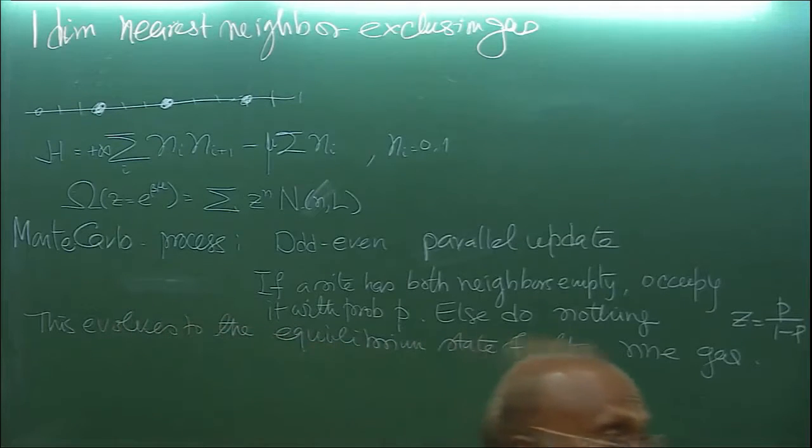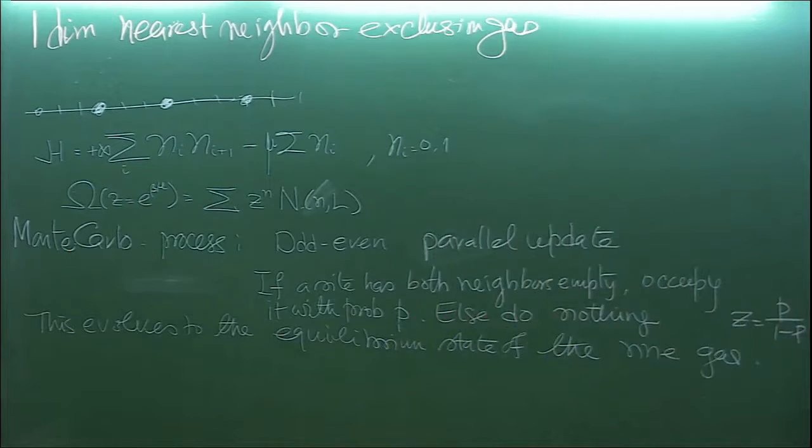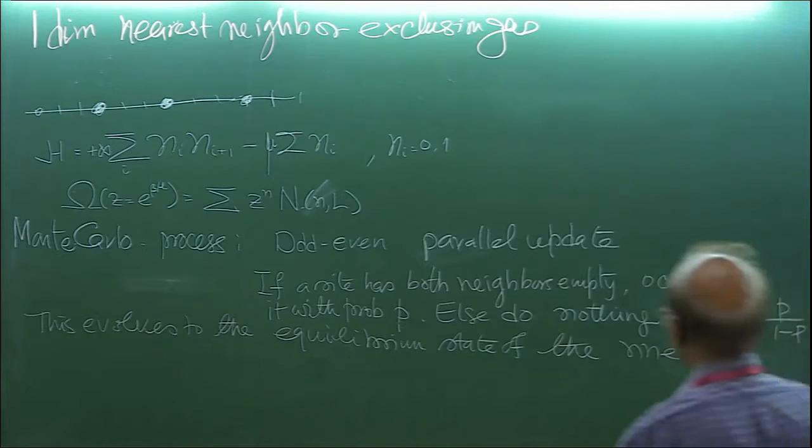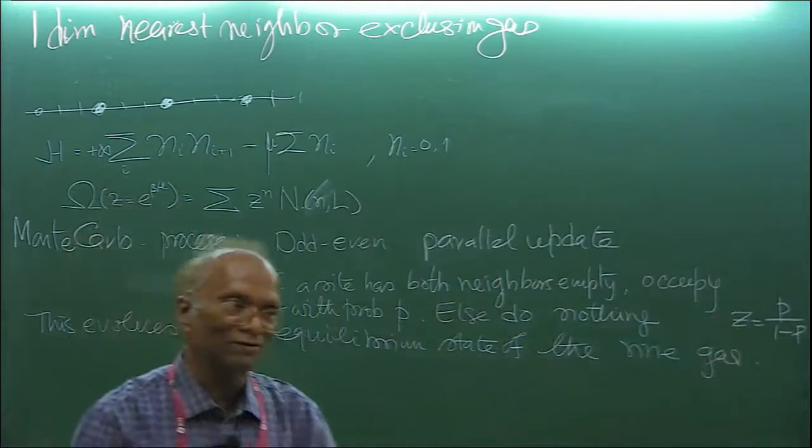Yes? No. Even if both neighbors were empty, it can remain empty with some finite probability. So I am updating the odd sites, I just make them all empty with non-zero probability. And once these are empty, the other ones also I make empty with non-zero probability. Okay? Okay, very good. So now this is good, and it goes into this equilibrium. There is an equilibrium density and I can calculate all kinds of properties.